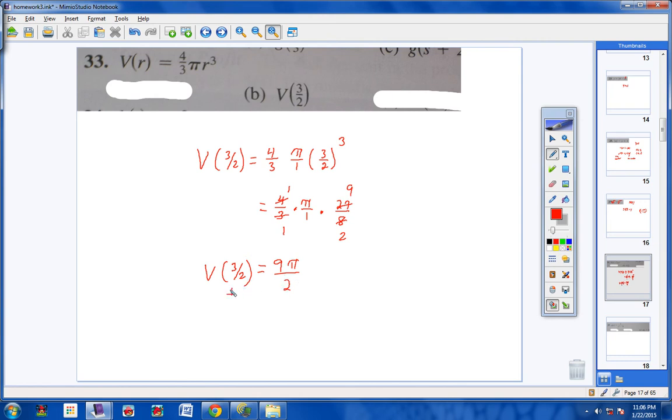This is your input, and this is your output. Or you could write it like this. 3 halves, comma, 9 pi over 2. Input, output. Okay? Alright, number 34.